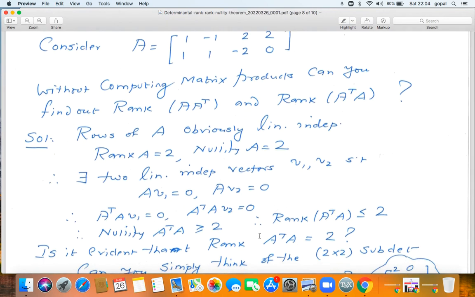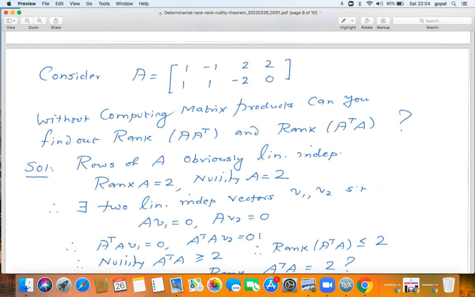I've given you a 2 by 4 matrix A, and I'm going to calculate AA transpose and A transpose A. I want you to tell me what is the rank of AA transpose, and what is the rank of A transpose A, without multiplying the matrices out. First of all, can you tell me about the rows of A? Are the rows of A linearly dependent? Is the second row a multiple of the first row? No. Is the first row a multiple of the second row? No. So the two rows of A are linearly independent.